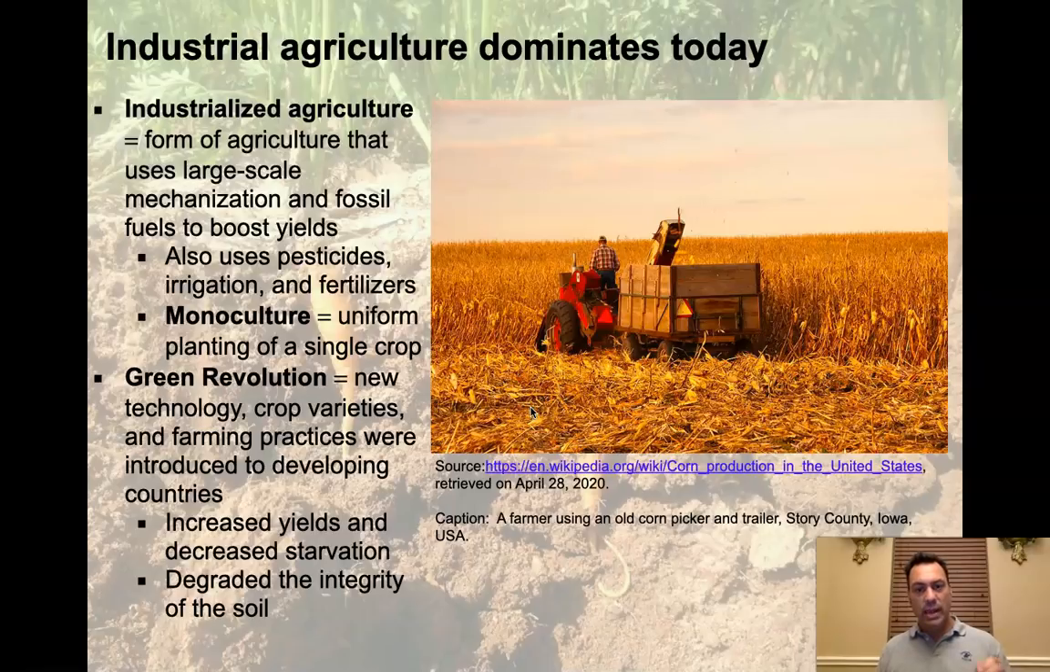Now, a lot of this really took off after about World War II during a period of time called the Green Revolution. During the Green Revolution, new technology, crop varieties, and farming practices were introduced to developing countries. And what this did was increase yields and decrease starvation. And you would say that's perfectly great, right? We don't want people starving, but it does come at a price. We're going to talk about what the Green Revolution brought about in a little bit. But it degraded the integrity of the soil over time, and it is still having that effect. And we're going to talk about how that happens over the next couple of videos.